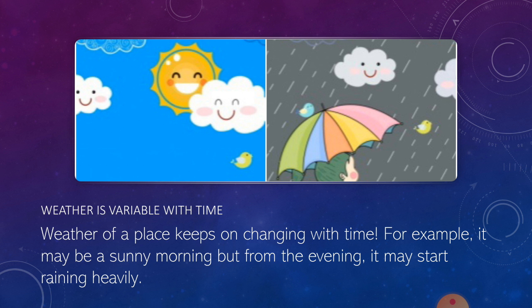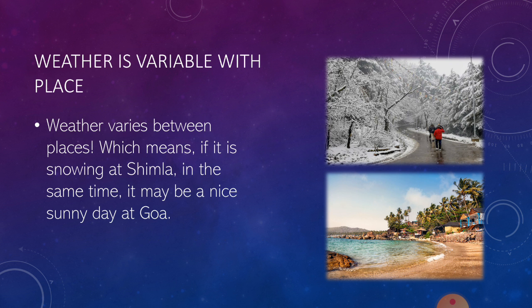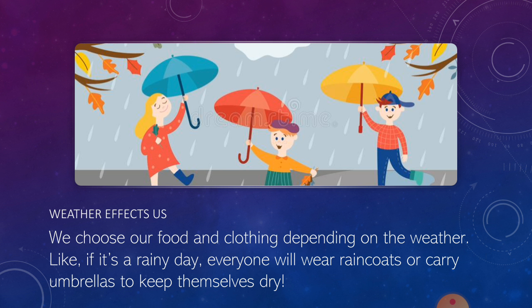For example, it may be a sunny morning, but from the evening it may start raining heavily. Weather is also variable with place, which means if it is snowing at Shimla in the same time, it may be a nice sunny day at Goa. Along with this, weather affects our food, clothing, and lifestyle. How? Think of a rainy day. In order to stay dry, people will carry umbrellas and wear raincoats.